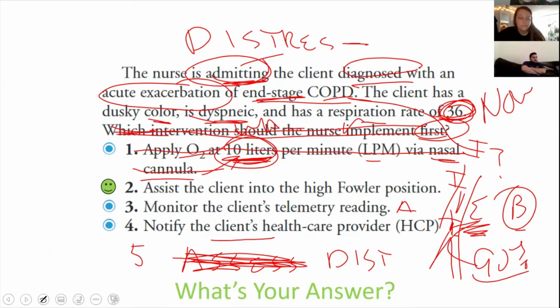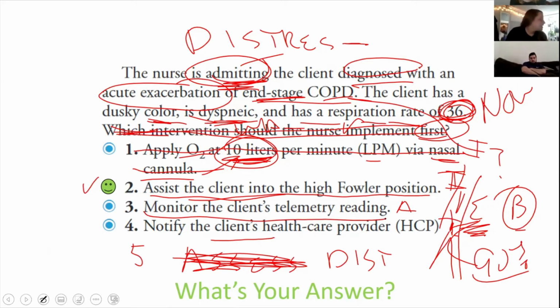The next option is assist the client into the high Fowler's position. That's an implementation, and it seems okay. Could that change the patient? What position are they in now? I'm admitting them, but is that the standard? No, they're not automatically in that position. I have the opportunity to change it, so yes, I'm going to keep this. If I keep it, I move on to the next one.